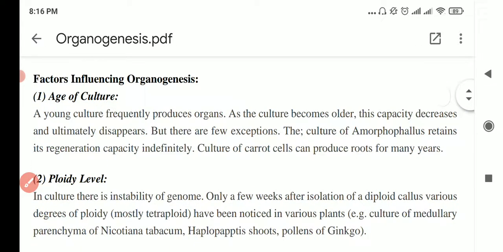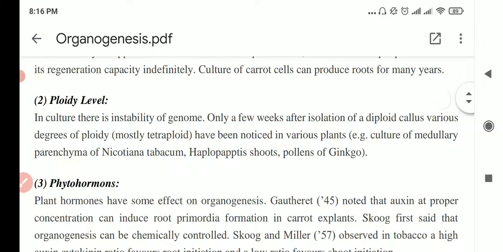So the factors that induce or influence organogenesis: age, as I told you, we should take young meristematic organs, young organs. No point collecting old plant parts. Okay, they will become weaker with age. Then the ploidy level.